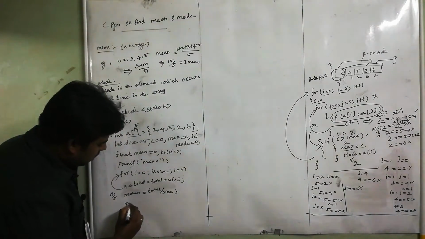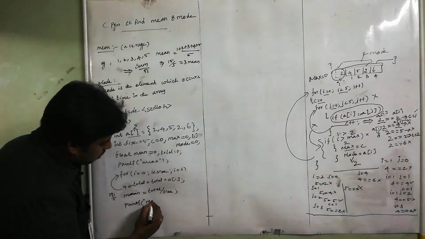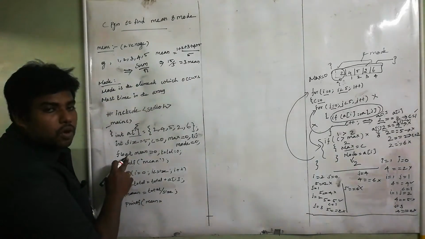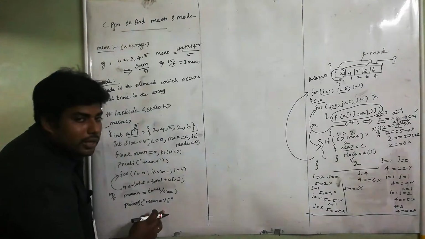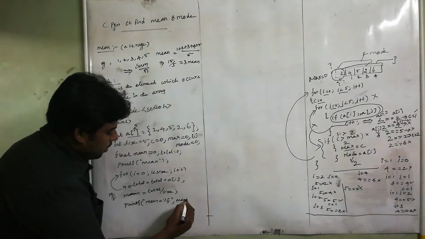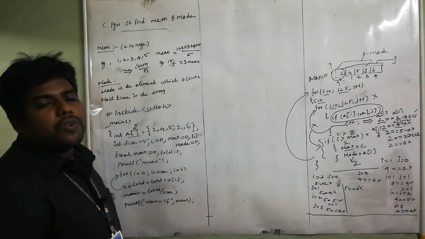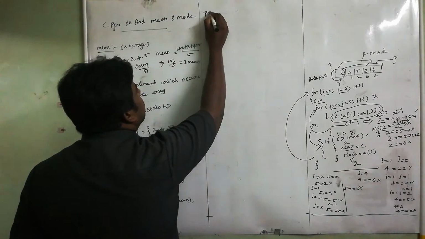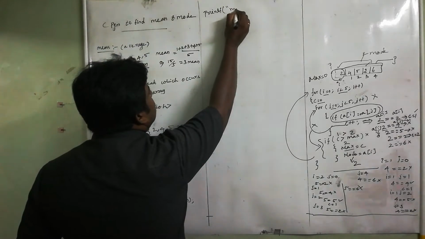So printf of mean equal to, see here, mean is a floating point variable. So percentage f, as it is floating point, you have to put percentage f comma mean. So now mean is over. Now I want to find the mode. Okay. So printf, I am giving a notification in the output, printf mode.